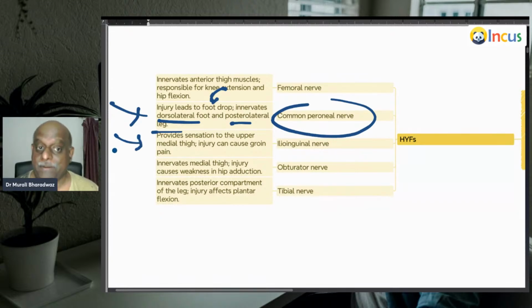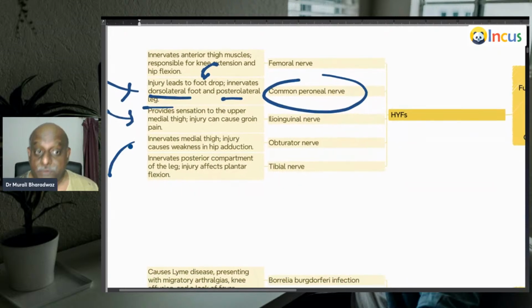Ilioinguinal nerve in the upper medial thigh and groin pain. Obturator nerve innervates medial thigh and injury can cause weakness in hip adduction. Tibial nerve, it innervates the posterior compartment of the leg and injury affects the plantar flexion.